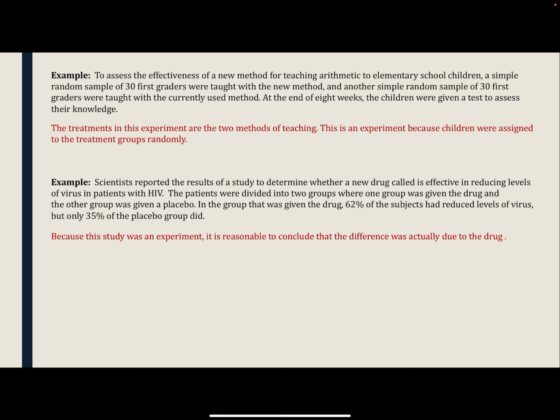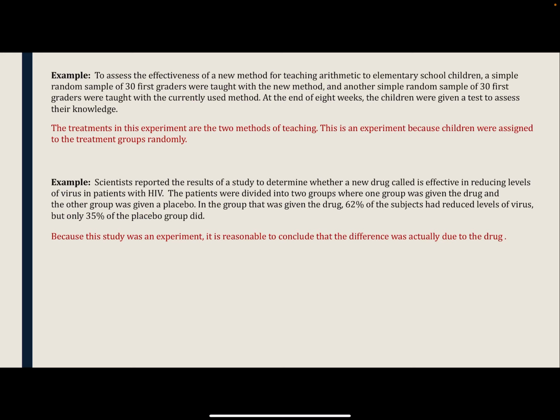So two quick examples here. For this first one, it says, to assess the effectiveness of a new method for teaching arithmetic to elementary school children, a simple random sample of 30 first graders were taught with a new method, and another simple random sample of 30 first graders were taught with a currently used method. At the end of 8 weeks, the children were given a test to assess their knowledge. So this is an example of an experiment where we have two treatment groups, the treatment groups are given different teaching methods, and the children are randomly assigned to each group.